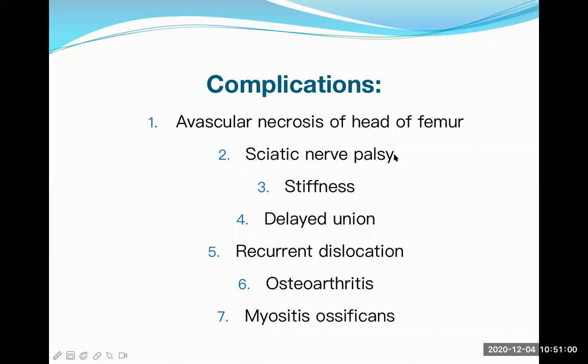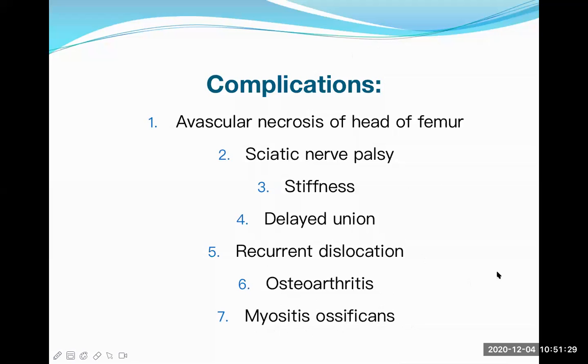Sciatic nerve palsy, stiffness of the hip joint, delayed union, especially in case of fracture, recurrent dislocation if there is severe damage done to the ligaments and the capsule, osteoarthritis, and myositis ossificans. This is called heterotopic calcification, meaning in the surrounding tissue there is formation of bone. So this can also be considered one of the complications in this condition.